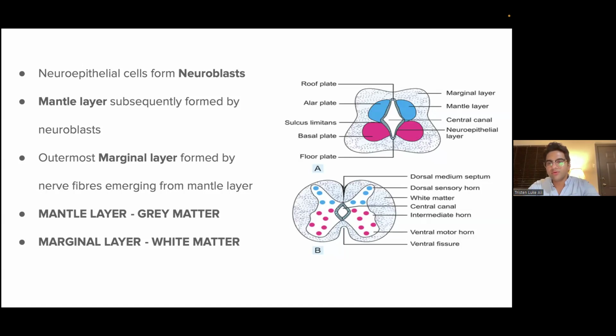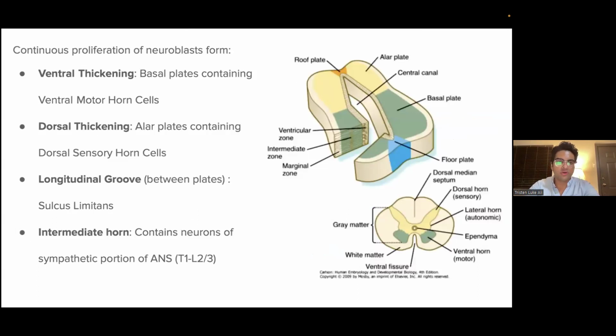So this is a more extensive diagram showing a 3D model of what we previously spoke about. So continuous proliferation of neuroblasts forms these various thickenings and grooves. The ventral thickening, as seen on the diagram, is the basal plates containing the ventral motor horn cells. Your dorsal thickening, your alar plates, contains your dorsal sensory horn cells. The longitudinal groove between your plates is your sulcus limitans. And the intermediate horn contains neurons of the sympathetic portion of the ANS, T1 to L2 or L3.